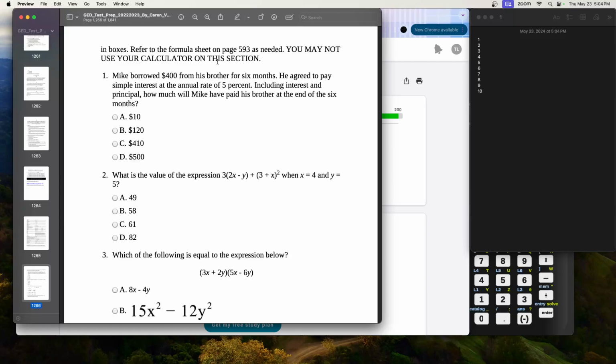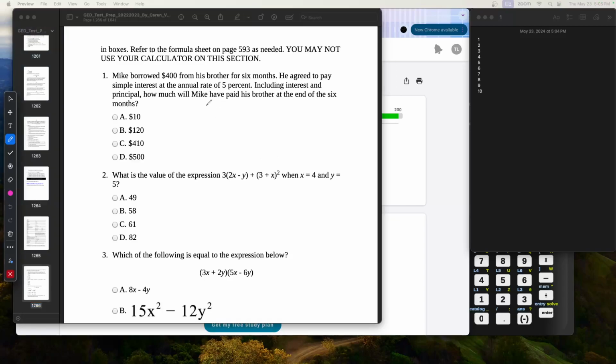He's borrowing the money for 6 months at 5% annual. Let me grab the pen tool. So 5% of 400, there's a couple different ways that you can do this, right? So definitely you could do 400 times 5 over 100. That's probably the easiest way. 400 divided by 100 is going to be 4. 4 times 5 is equal to 20.